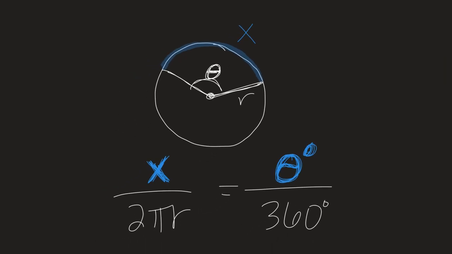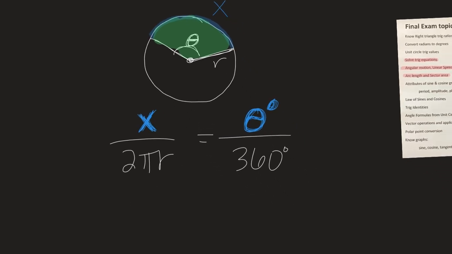And then if we wanted to find the area of this shaded region, it's basically the same proportion. So area we'll call capital A over the area formula, which is pi r squared, right? That's your area formula, in the same proportion to the angle over 360. So if you're asked for an area, you better use an area formula. And if you're asked for an arc length, you use a circumference formula.